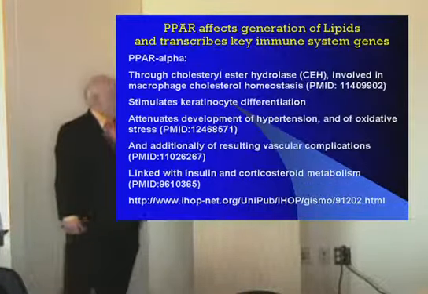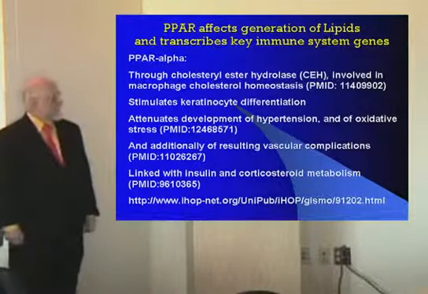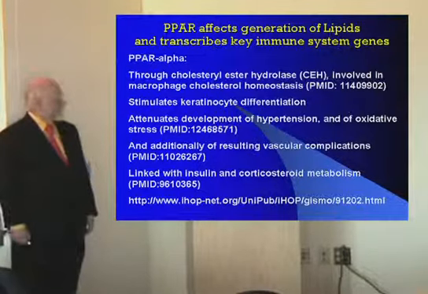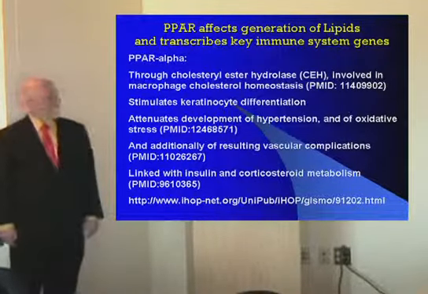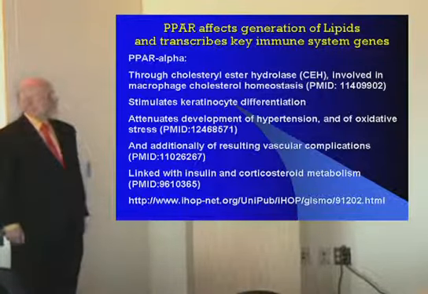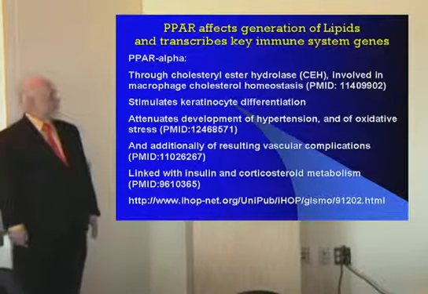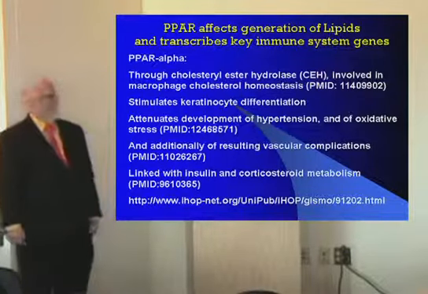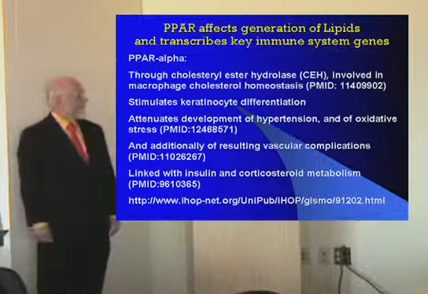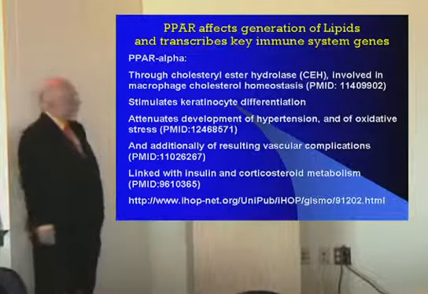And then the other receptor that we looked at initially was PPAR alpha, which is involved in mediating cholesterol ester hydrolase, CEH, which is part of the macrophage cholesterol homeostasis. It also stimulates keratinocyte differentiation, and it attenuates development of hypertension and of oxidative stress, and additionally attenuates vascular complications, and it's linked with insulin and the corticosteroid metabolism. Again, a key receptor for the immune system.